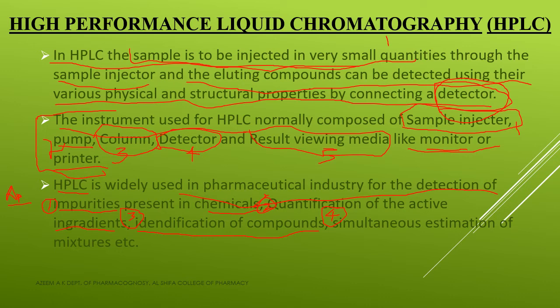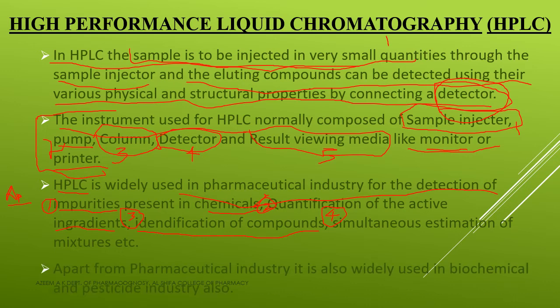So it is widely used in pharmaceutical industries for the purpose of detecting impurities present in chemical substances. Second thing is, used in the quantification of the active ingredient present there. Then the third application is, it's used for the identification of compounds by taking the fingerprint of the standard and comparing it with the sample. Clear? Now the fourth application is, it is used in the simultaneous estimation of mixtures. So that is all there is to say about HPLC.